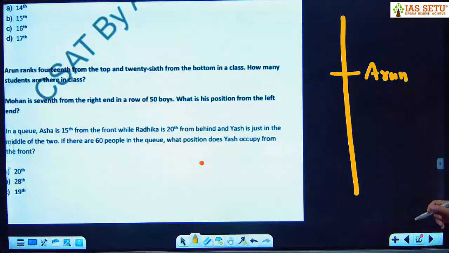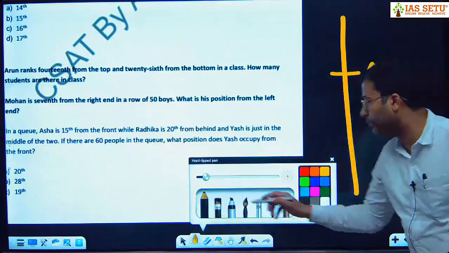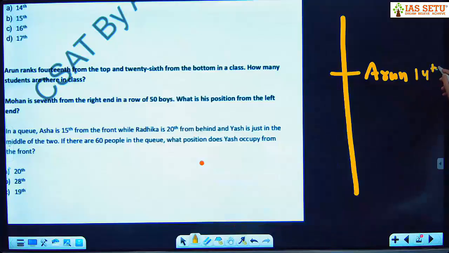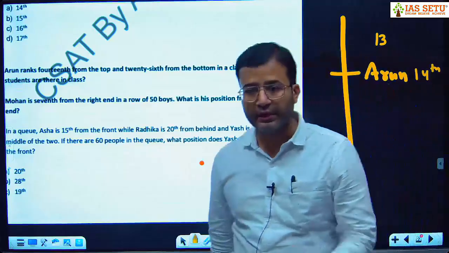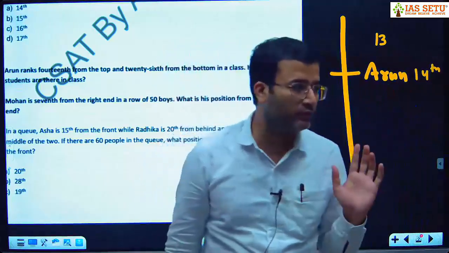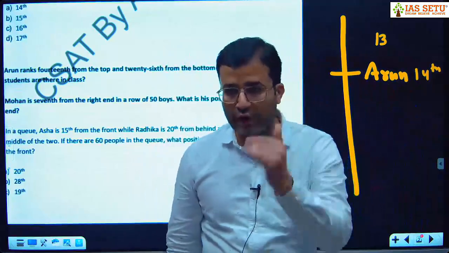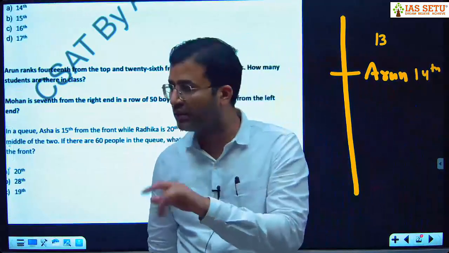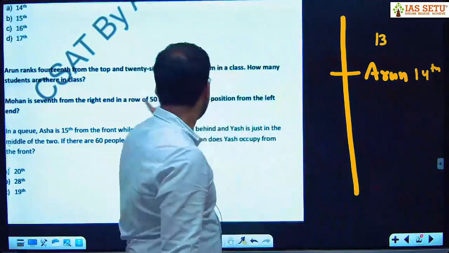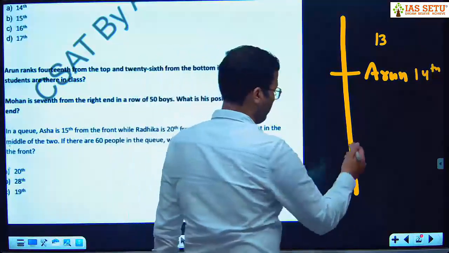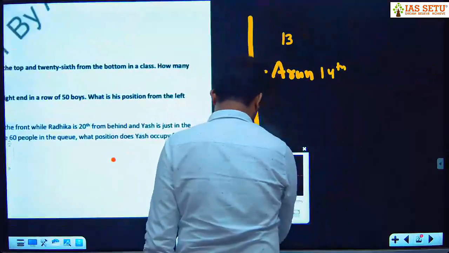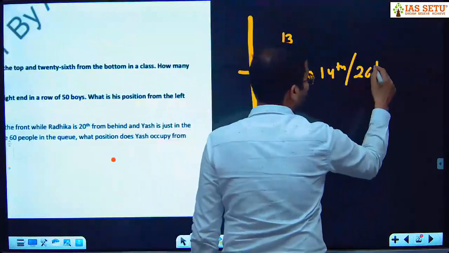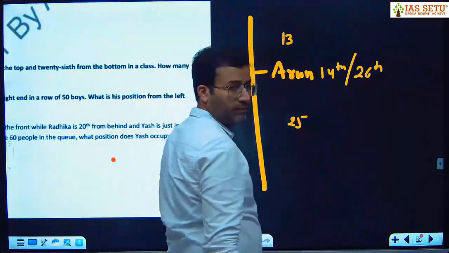Can I say if Arun ranked 14 from the top, it means there are 13 above Arun? Like if you are second from the top, it means there is 1 above you in that ranking. If Arun is 14 from the top, it means there are 13 above Arun. And Arun is 26 from the bottom. If you say Arun is 26 from the bottom, it means there will be 25 below Arun.